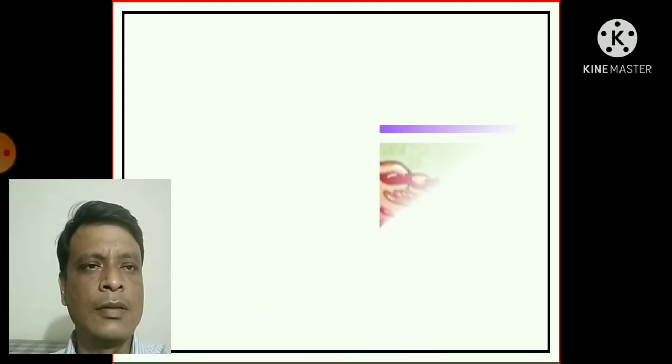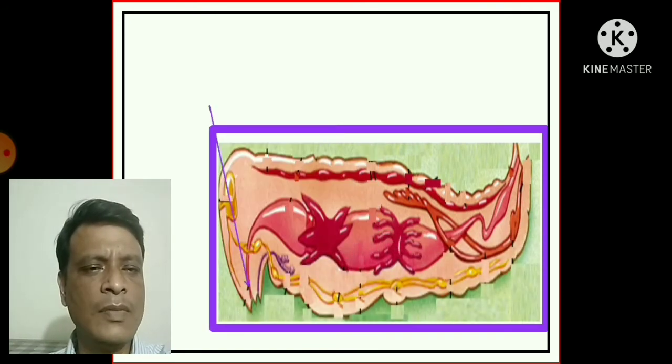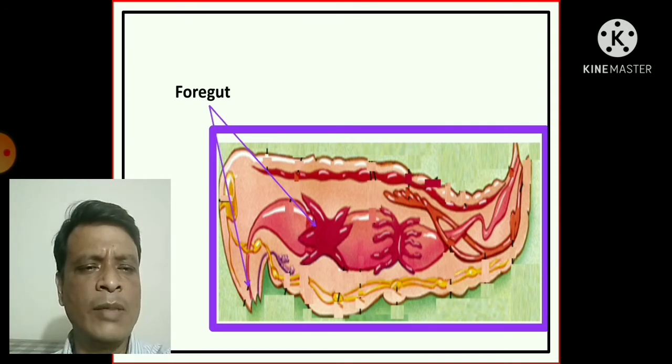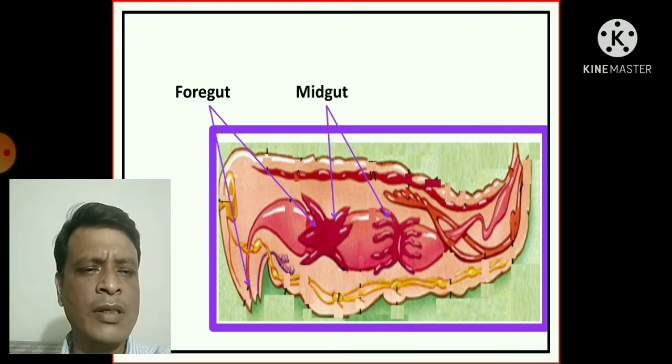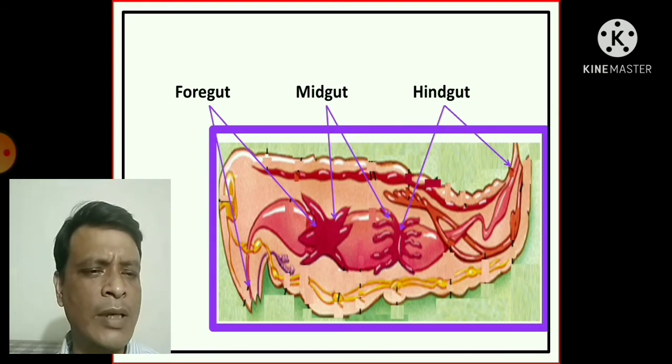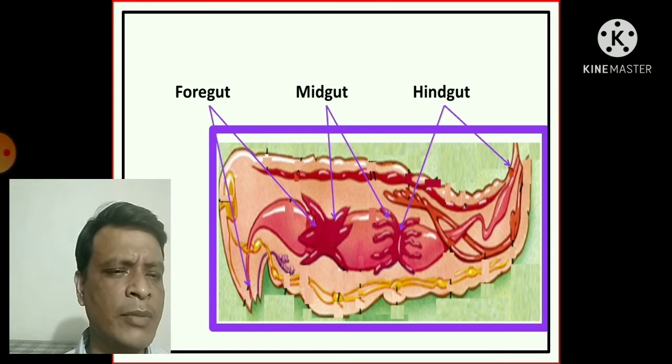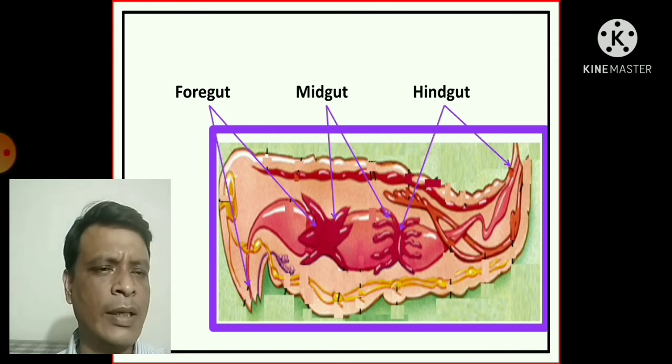Now let's discuss each and every part of the alimentary canal in detail. Here you can see that this is the foregut. The foregut starts from the mouth and goes to the gizzard. This part is called the foregut of the alimentary canal, and this portion is the mesenteron or midgut. And this portion is called the hindgut or proctodaeum. The hindgut starts just behind the midgut and ends at the anus.